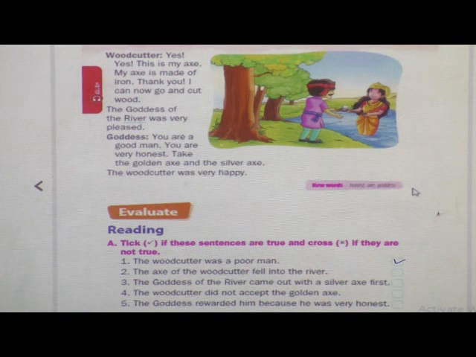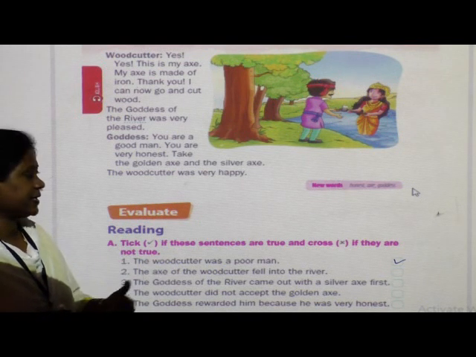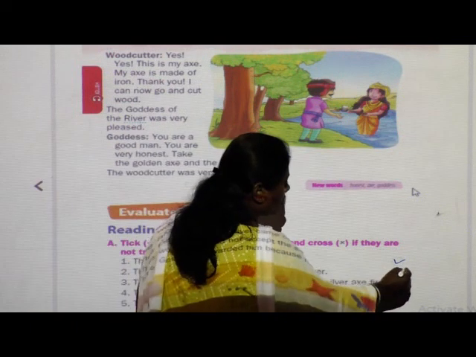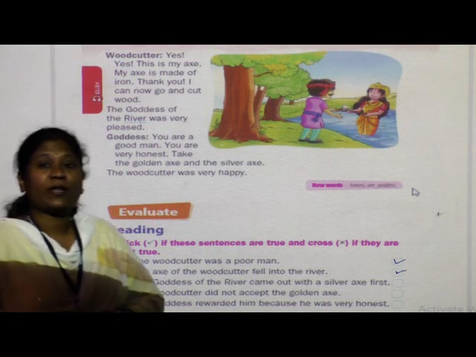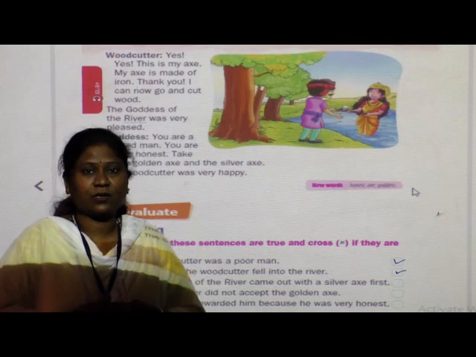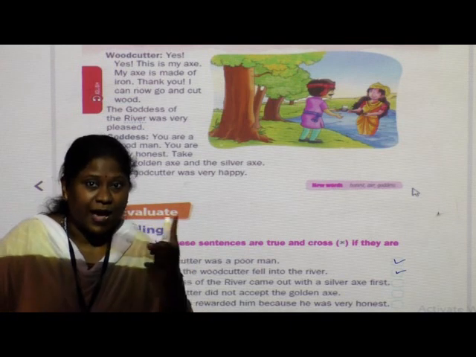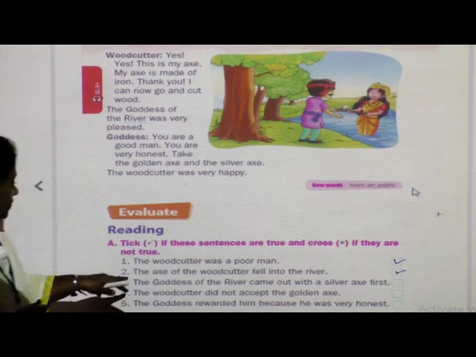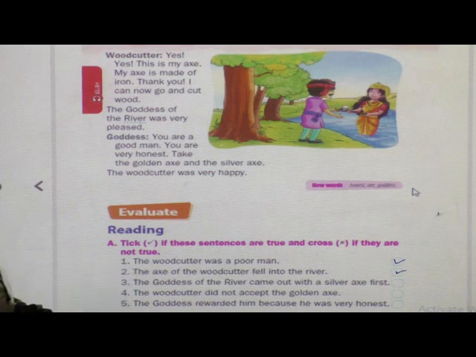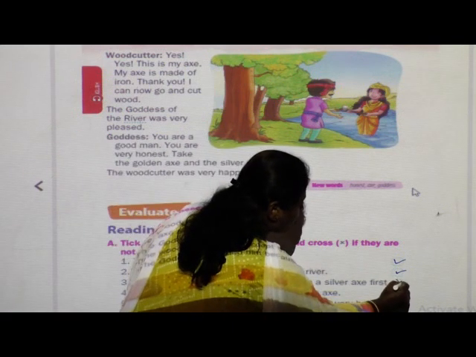The next sentence, the axe of the woodcutter fell into the river. Is this sentence correct? Yes. So children, here you have to give a tick. The third one, the goddess of the river came out with a silver axe first. So when the goddess came out, first it was a golden axe. So this sentence is wrong. So what you have to do is, here you have to cross it.